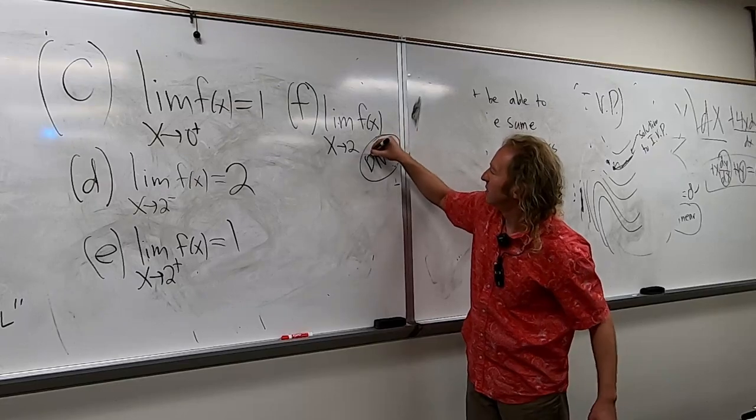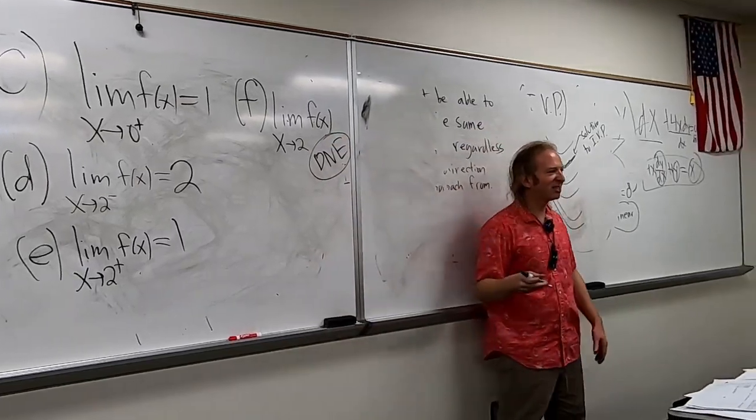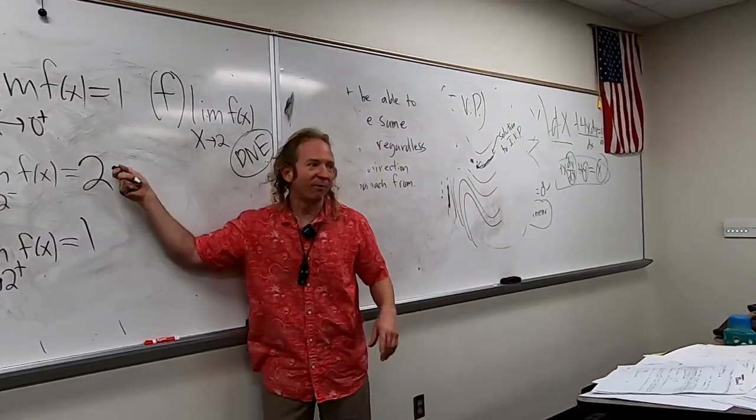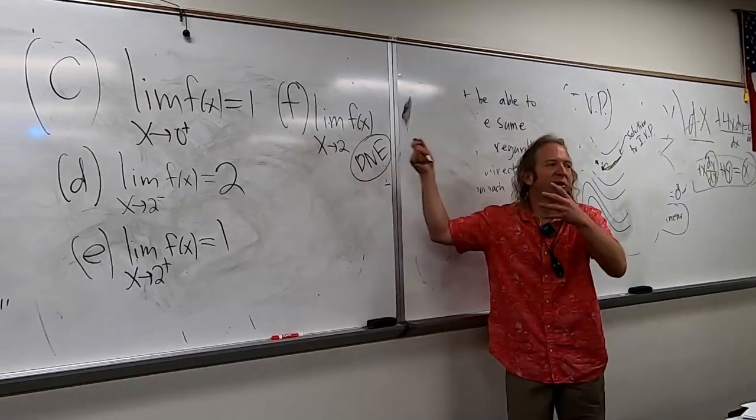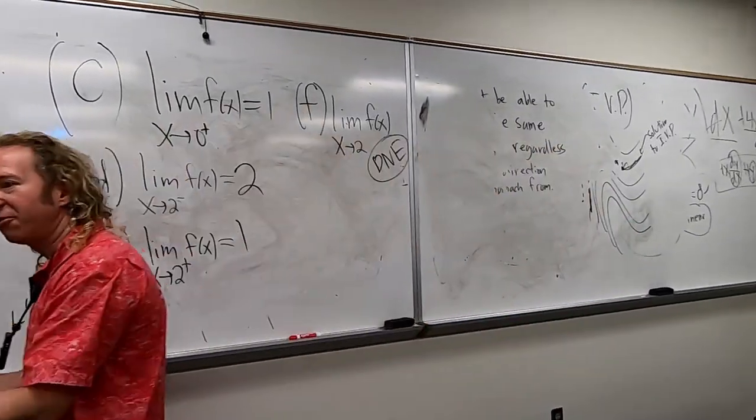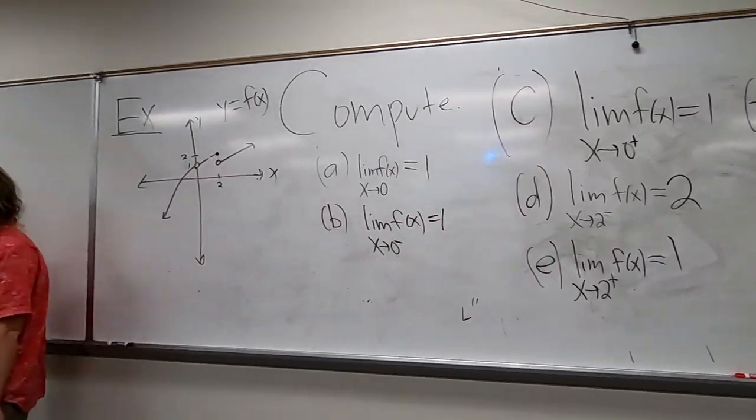Anyone want to guess what D and E stands for? Does not exist. Yeah, so they have to be the same. Right? So if they were both 2, then you would put 2. So when they're different, it's D and E.